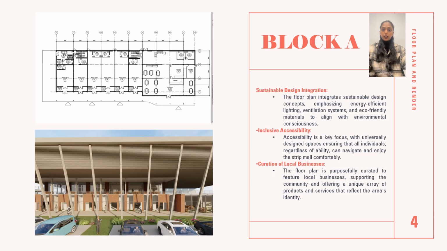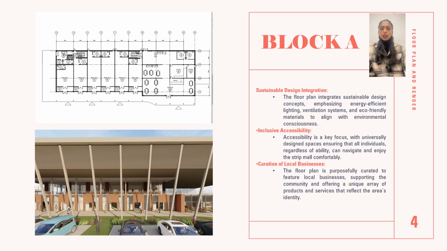Here we look at the render and the floor plan of Block A. As you can see, the elevation is minimalistic, with minimalistic materials such as brick and concrete that give the whole building a sense of oneness, so that the pathways, the landscape, the interaction spaces, and the outdoor sitting area along with the building go hand in hand.